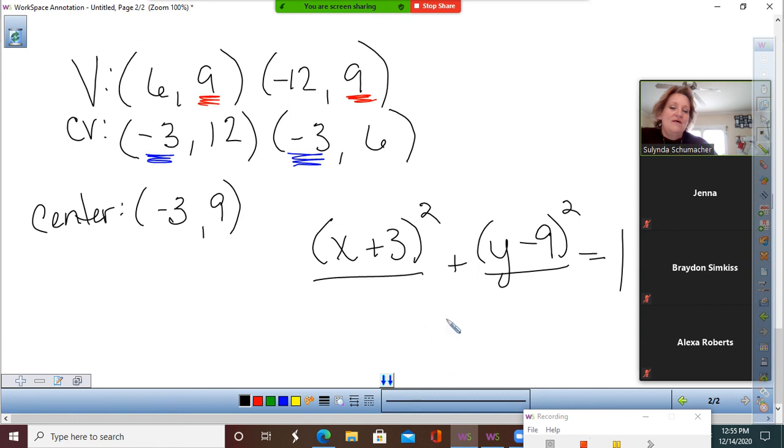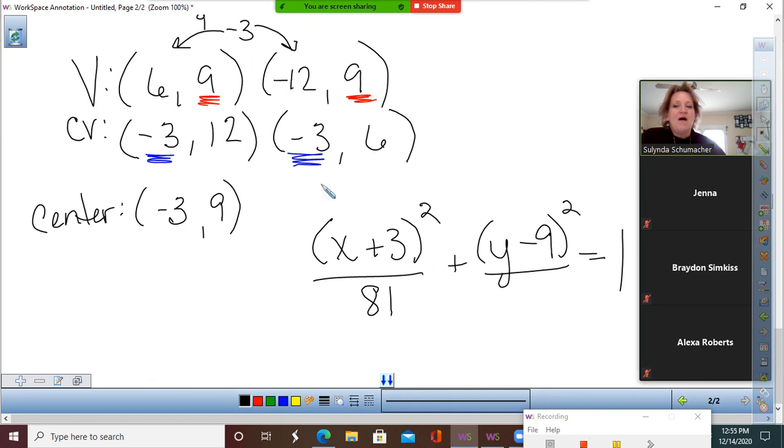All right, so we're going to start with our x value. On our vertices, from 6 to -12, -3 falls right in the middle of the two. What is the distance from either end? So to get from -3 to 6 or -3 to -12 is 9 units, right? That is a 9 at the top there. So I'm going to square 9 and put it underneath my x. So 9 times 9 is 81.